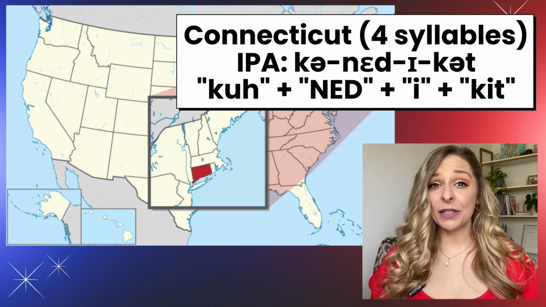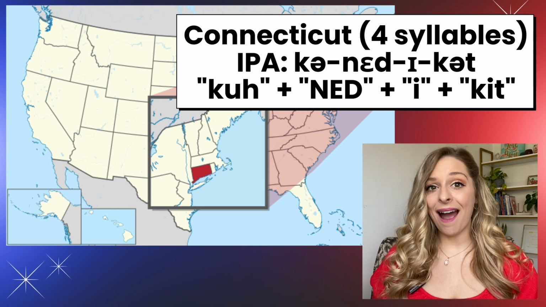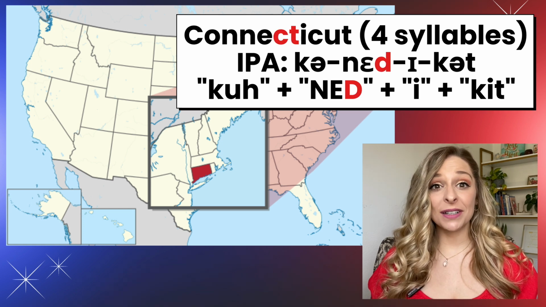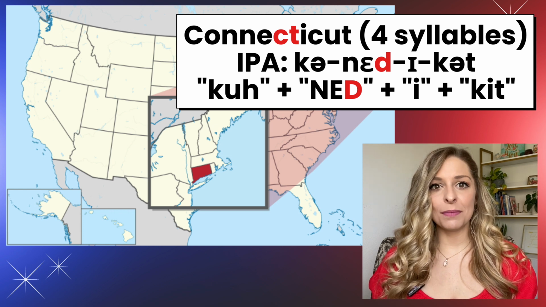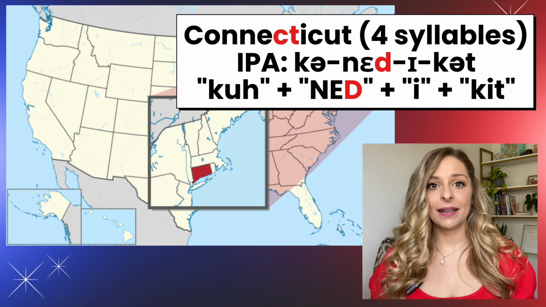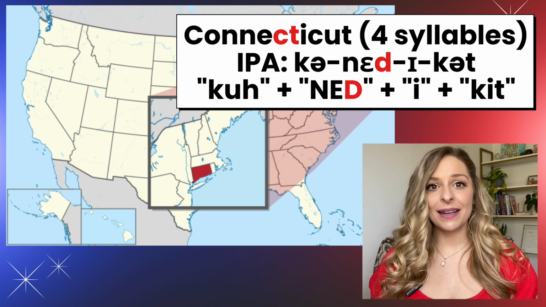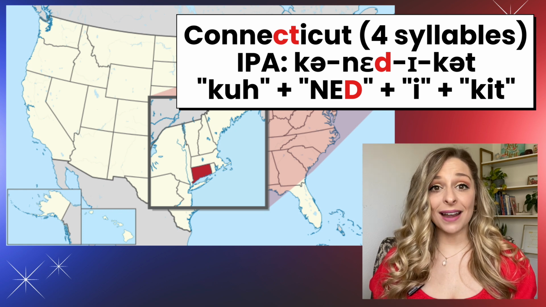Number 7, Connecticut. This word is spelled pretty differently from the way it's pronounced. Growing up, I had to remember that it was spelled connect-i-cut, but that it was pronounced without the C, and then the first T becomes a D sound, or like a tap. Connecticut. And in this word, the stress is only on the second syllable.